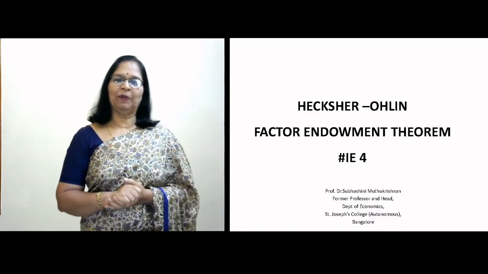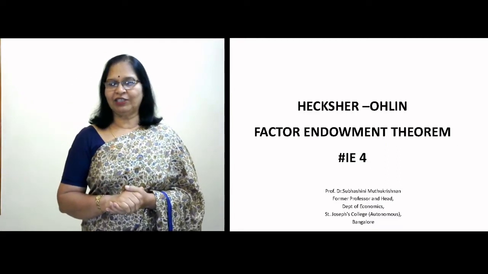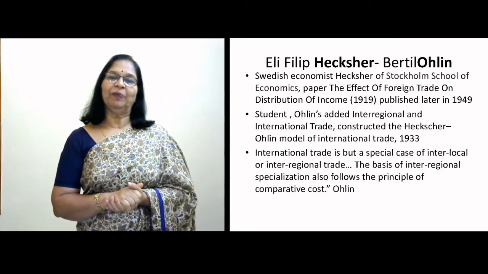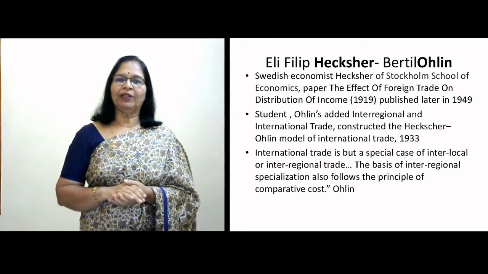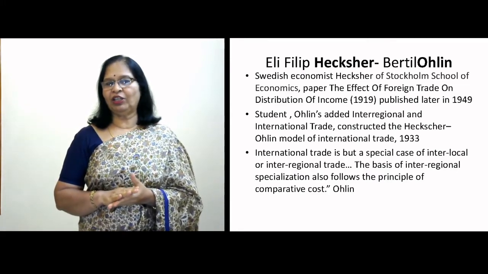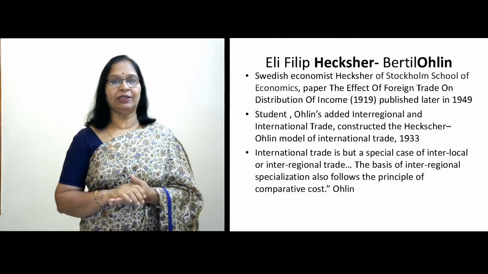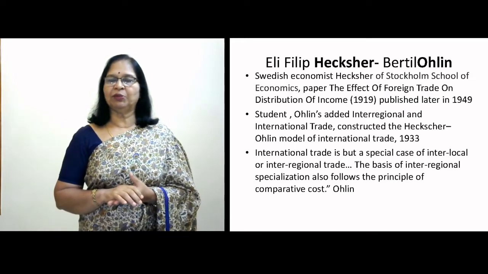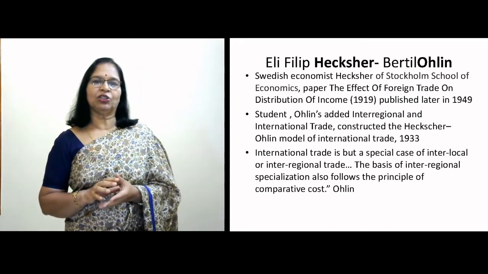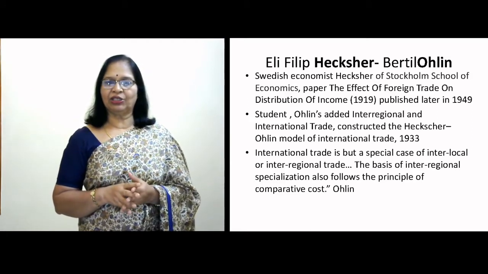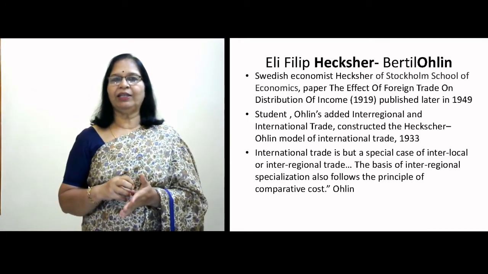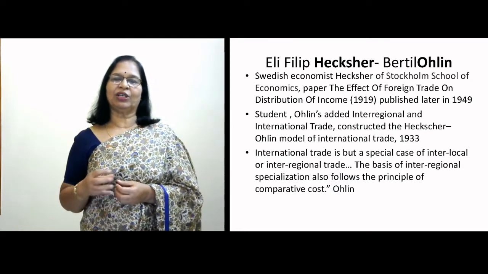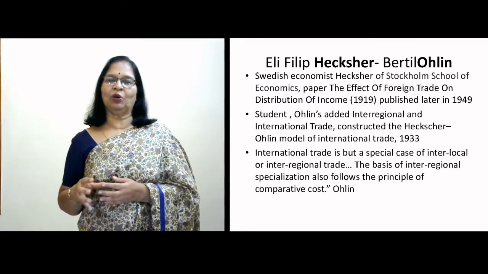Heckscher-Ohlin model, also known as the factor endowment theory. L. Philip Heckscher wrote an important paper, The Effect of Foreign Trade on the Distribution of Income, in 1919, and it was published only in 1949. His student Bertil Ohlin worked on interregional and international trade, and he combined the ideas of his teacher Heckscher and his own together to construct what came to be known as the Heckscher-Ohlin model.